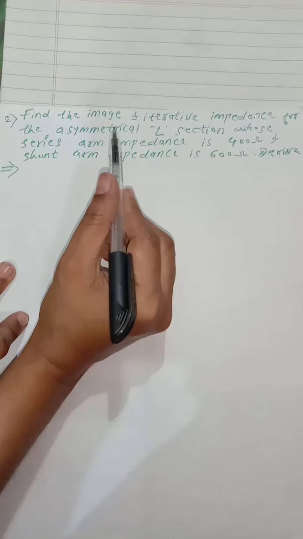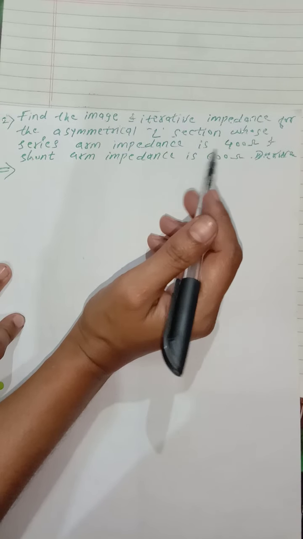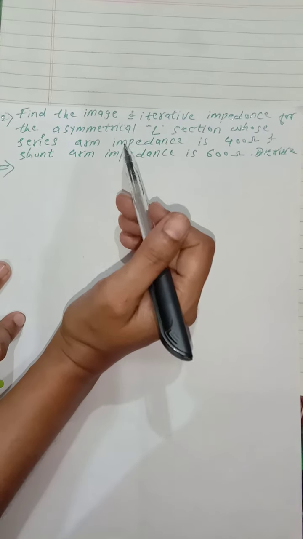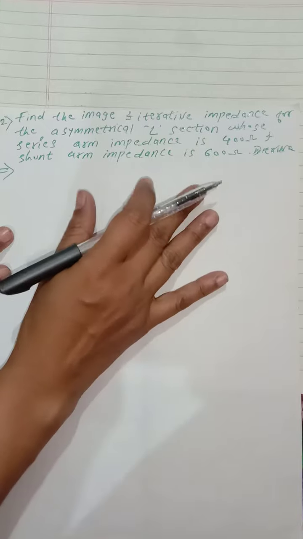Find the image and iterative impedance. Find the image and iterative impedance for the asymmetrical L section whose series arm impedance is 400 and shunt arm impedance is 600. So what we need to do here, we need to calculate the image impedance, we need to calculate the iterative impedance for the asymmetrical L section.